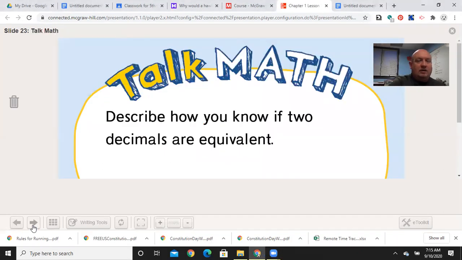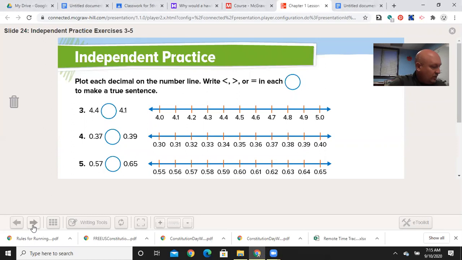All right, we're going to move into some independent practice. I want you to start with doing numbers 3, 4, and 5. Plot each decimal on the number line, and then write less than, greater than, or equal to in each circle to make a true number sentence. When you do these, pause the video, and then come back when you finish the 3. Go ahead and pause now.